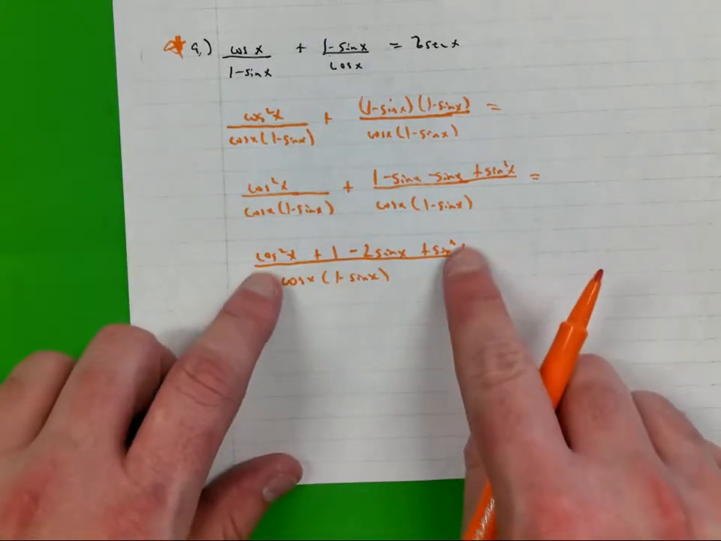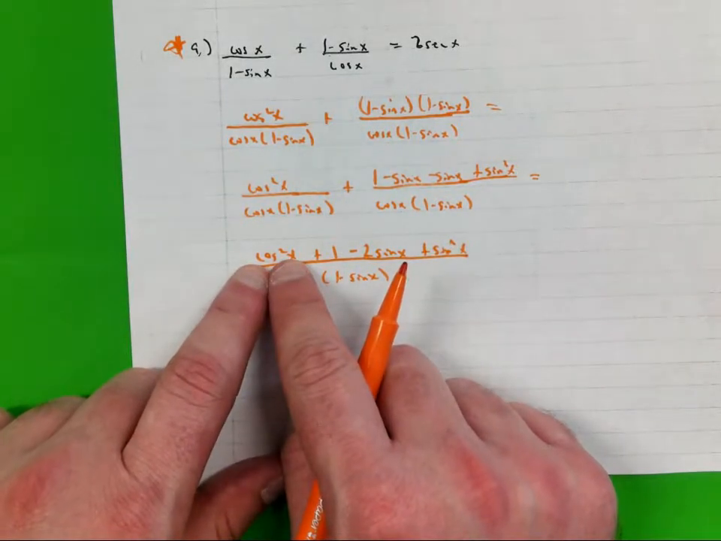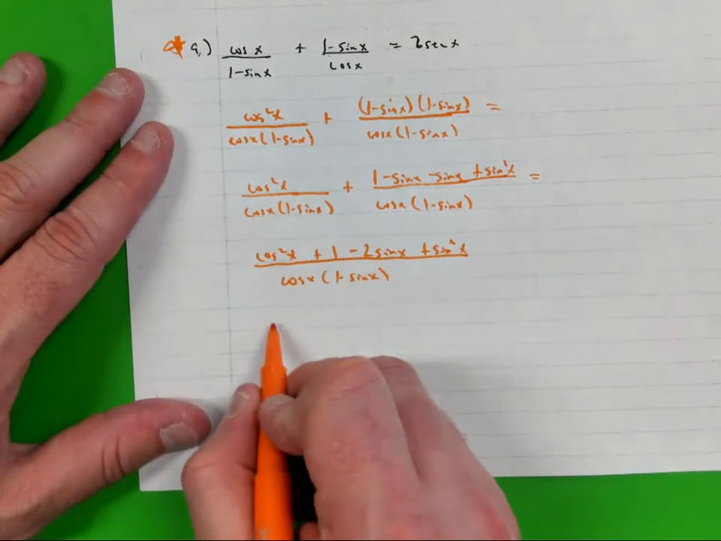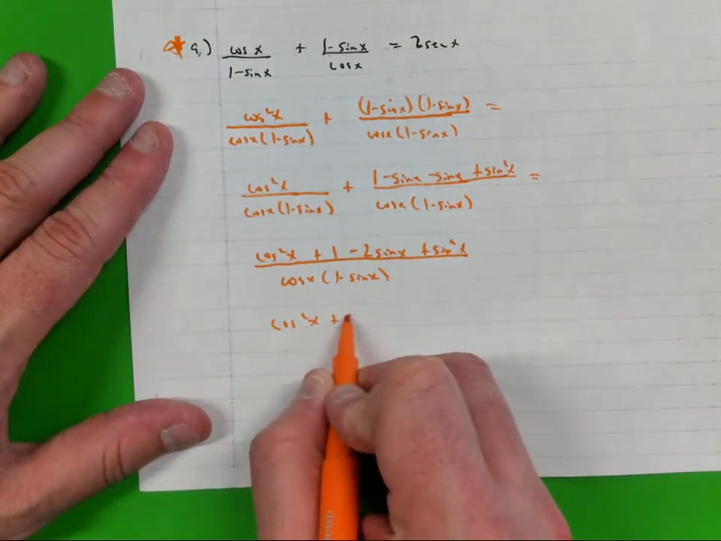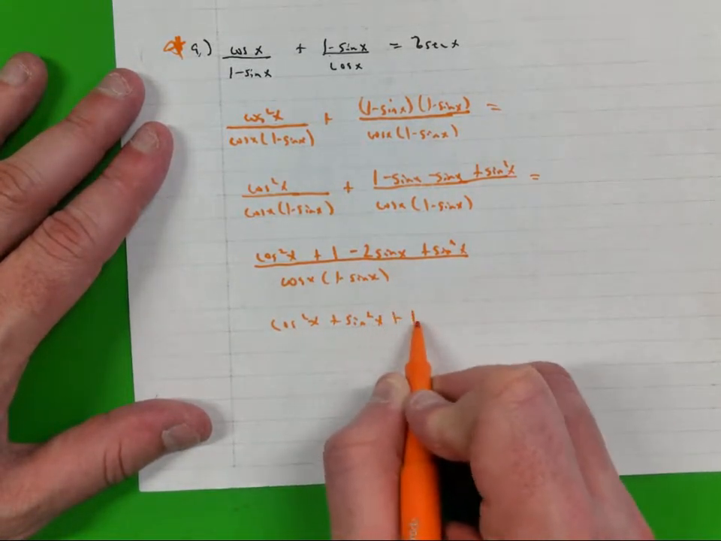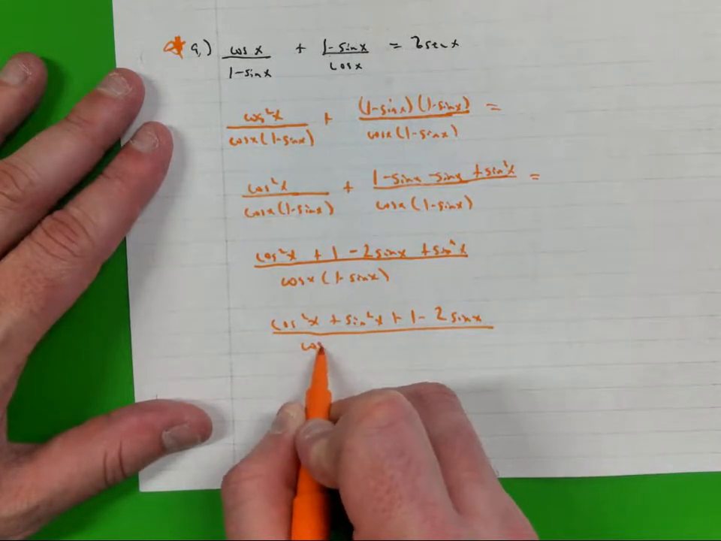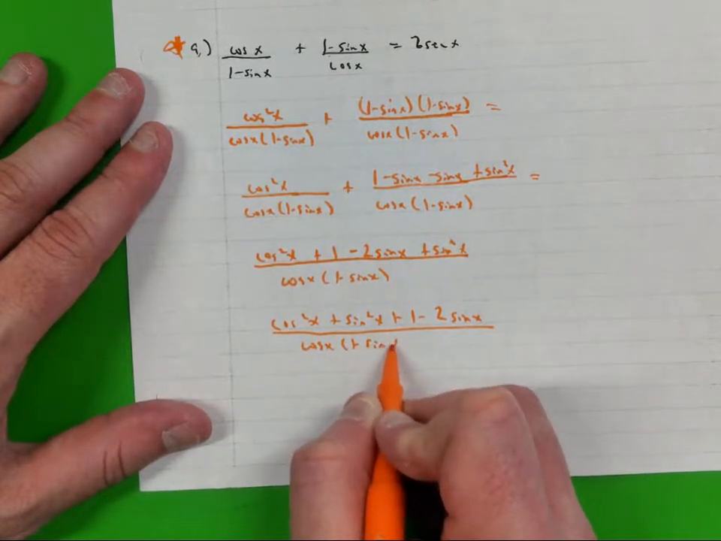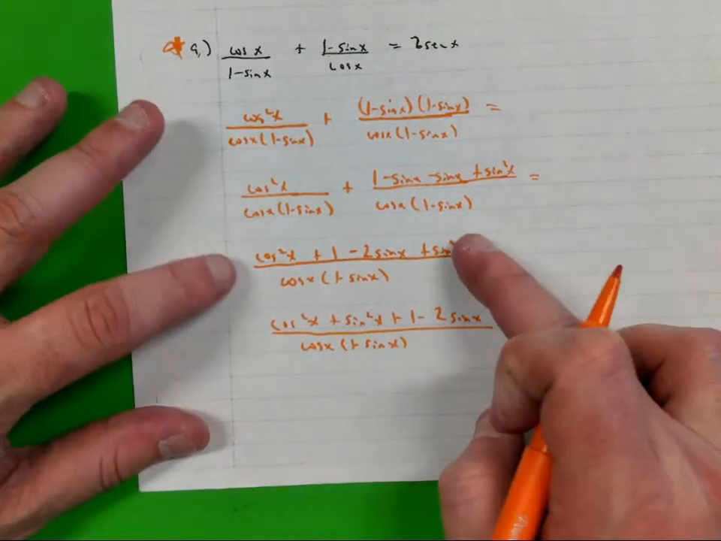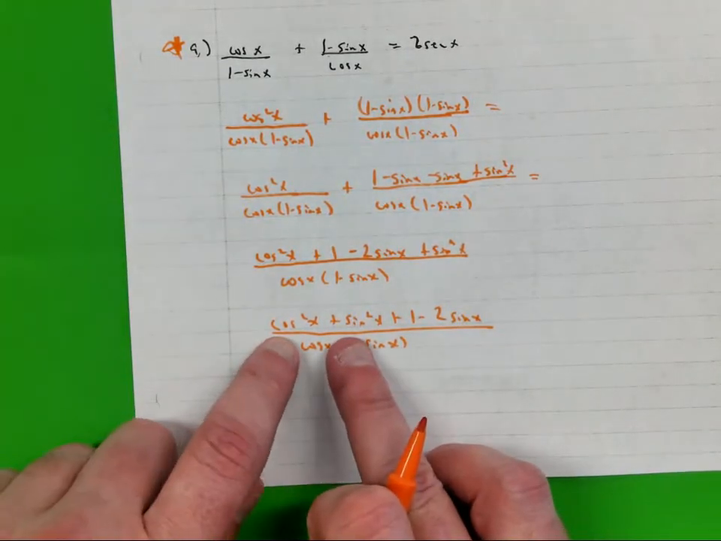Now, is it legal for me to move that sine squared over the cosine squared to get that equal to 1? Yes. I'm going to rewrite that as cosine squared x plus sine squared x plus 1 minus 2 sine x. Stopping there for questions. Do you understand what I did there? I can move that over there with cosine because that's a Pythagorean identity.